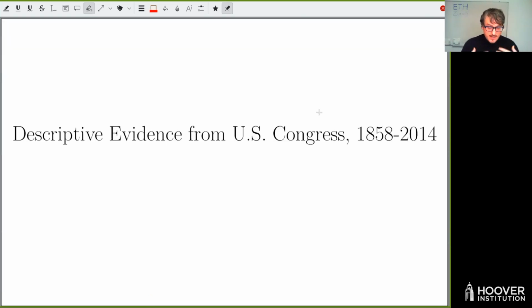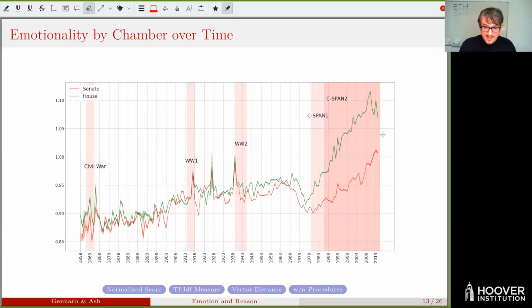Okay, so now I'm going to tell you a bit about our descriptive evidence from US Congress, going back to 1858, which is the topic of our first paper, Emotion and Reason in Political Language. This is our main time series figure, where the discussion that Justin and I just had is most relevant.